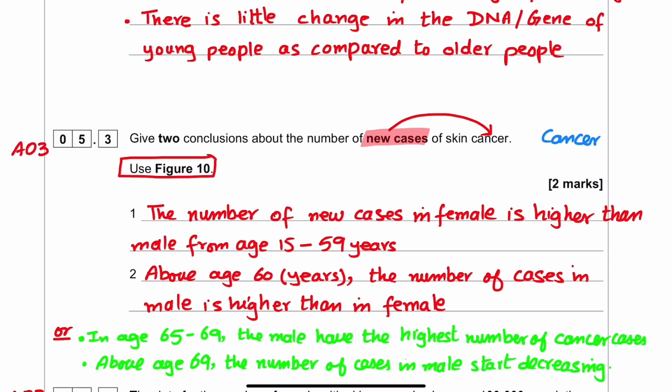The student can take the other option: at age 65 to 69, the males have the highest number of cancer cases. Above the age of 69, the number of cases in males starts decreasing. And we need to use figure number 10 to answer question 5.3.